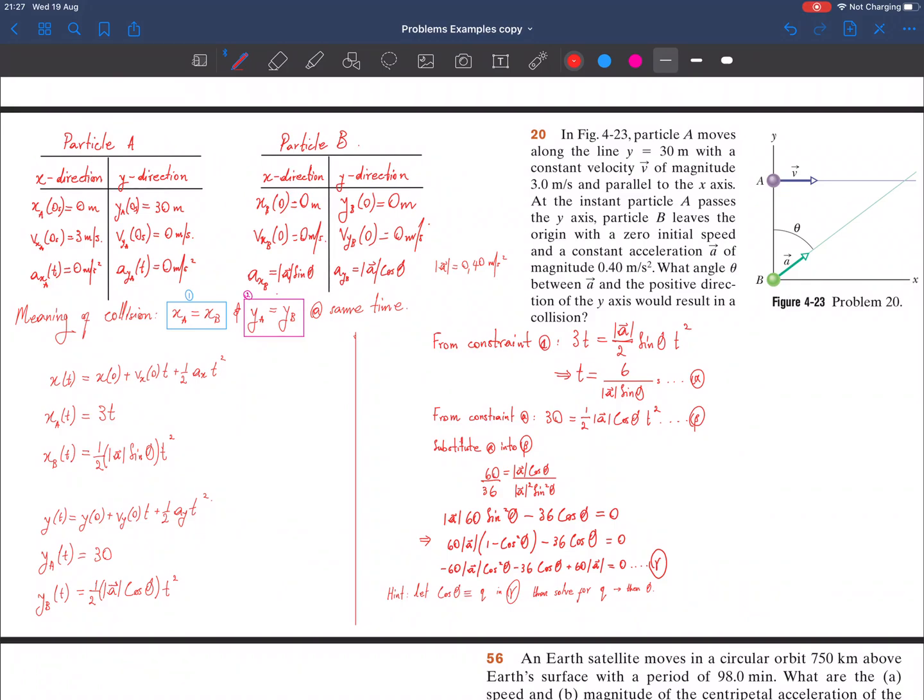Okay, welcome back, guys. I just wanted to talk about question 20 because I noticed a few of you have an issue with it. So I wanted to talk about it for the benefit of everybody. So here we're given two particles, and these particles are undergoing motion. The motion concerned here is two-dimensional.